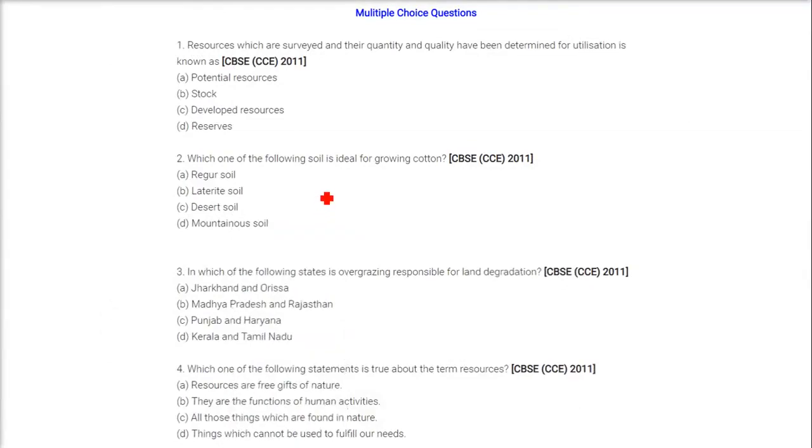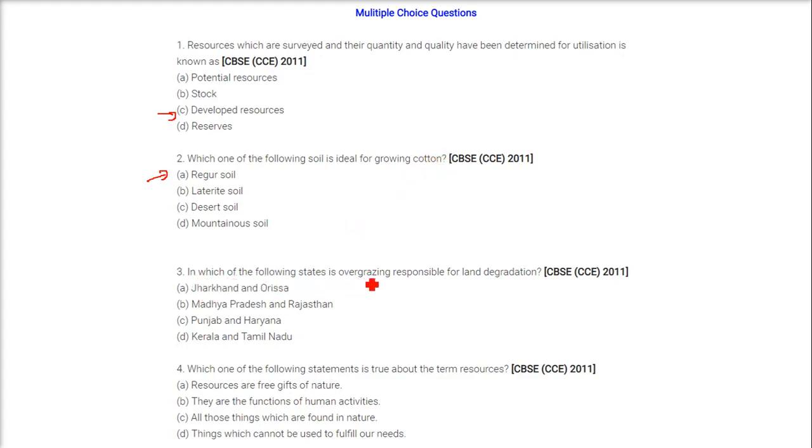We are taking the multiple choice questions here. The first one: resources which are surveyed and their quantity and quality have been determined for utilization is? The answer is developed resources. Second one: which one of the following soils is ideal for growing cotton? The answer is Regur soil, Kali Mrida, black soil.